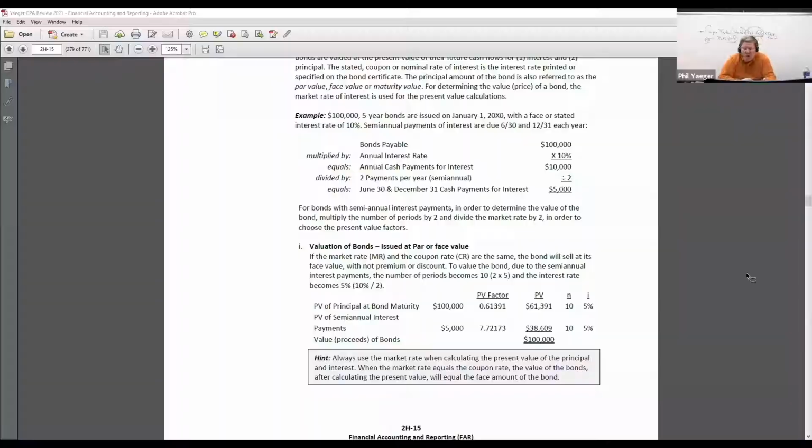Sorry, semi-annually. 5% semi-annually, 10% annually. The yield will be 5% semi-annually. Do you see that? So we get a total of 0.61391. I'll show you examples of this in a second.